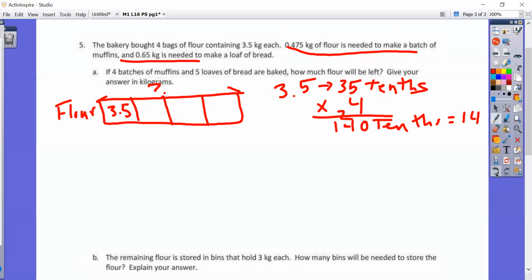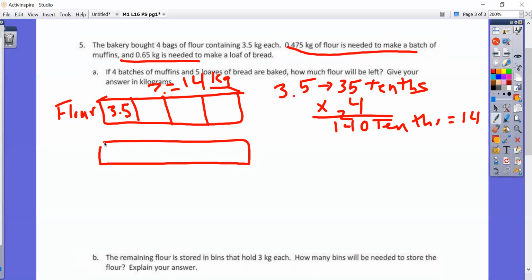So now that we know that this is actually equal to 14 kilograms, now we can start figuring out how much muffins and loaves of bread we can bake and how much flour we'll have left. So we know that we need 4 batches of muffins. We have a muffin batch and we have a bread batch, and then we want to know how much is left, right?